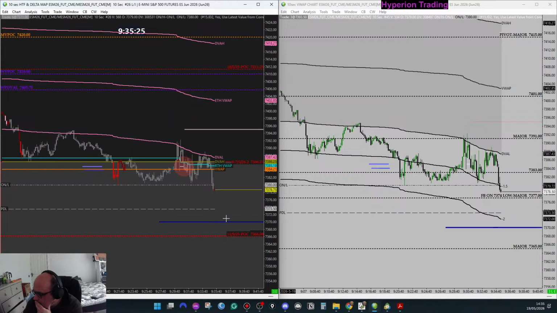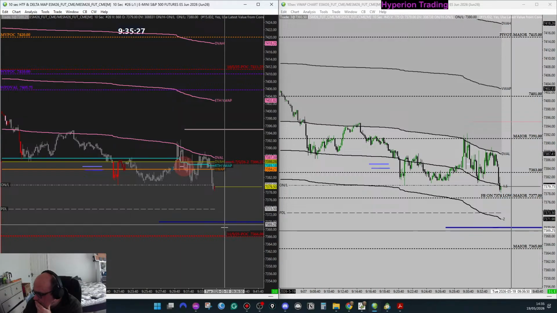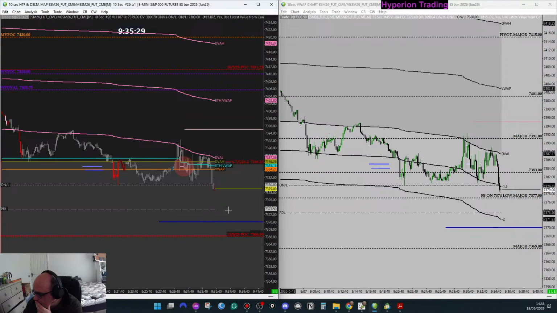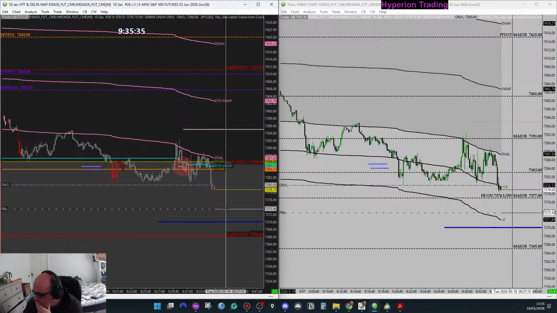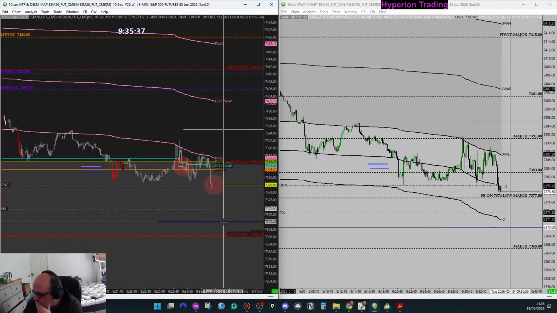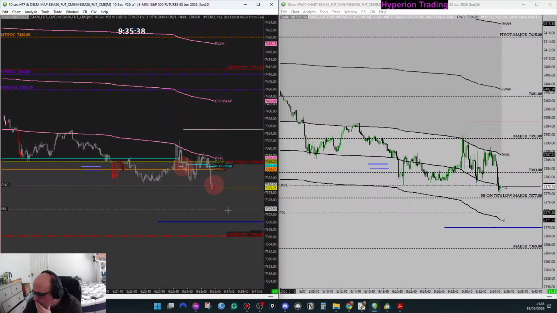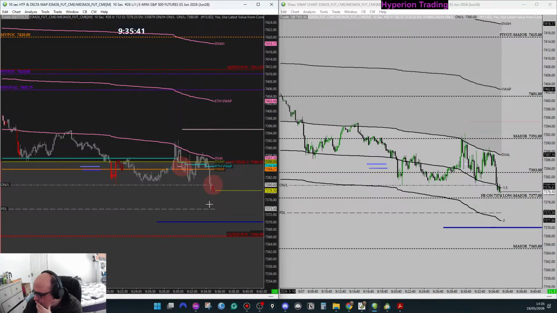You see here buyers positioned 3 points below the previous day low. So they're ready, when it breaks, to activate those levels and go higher.